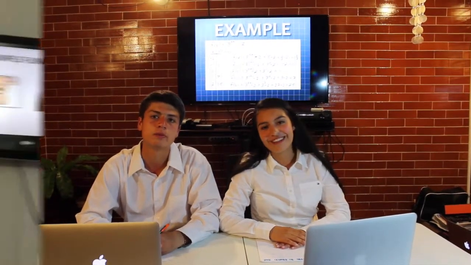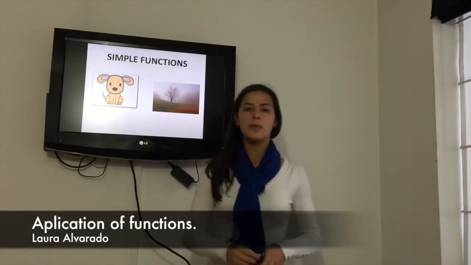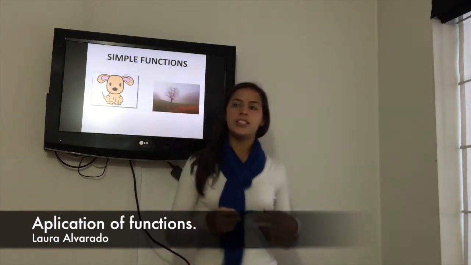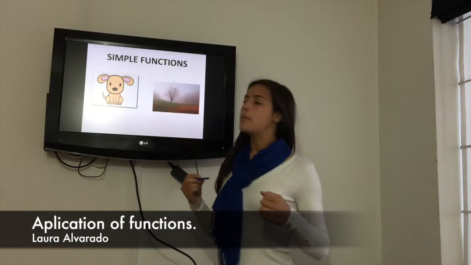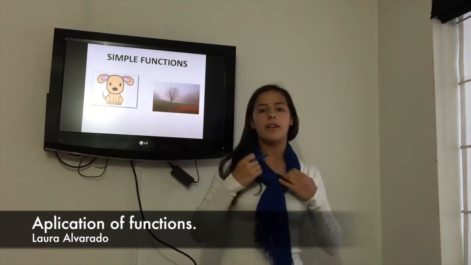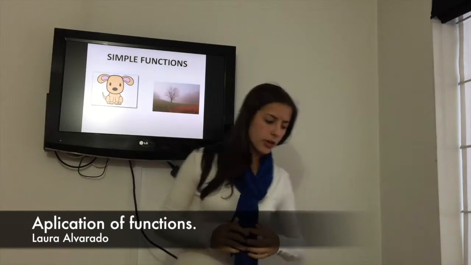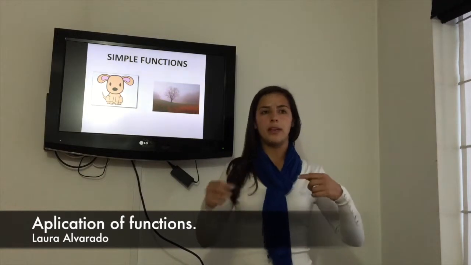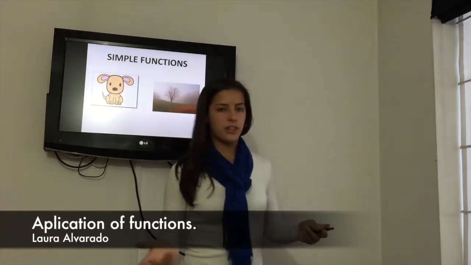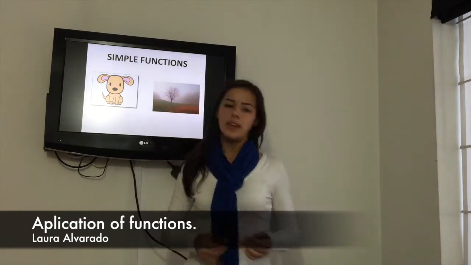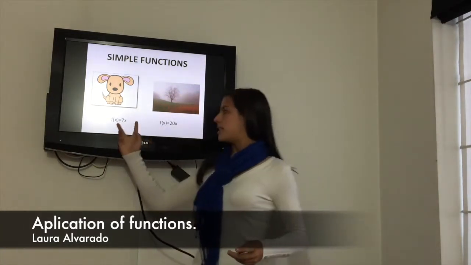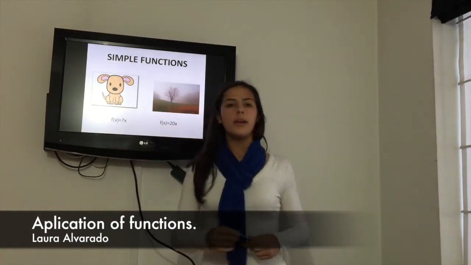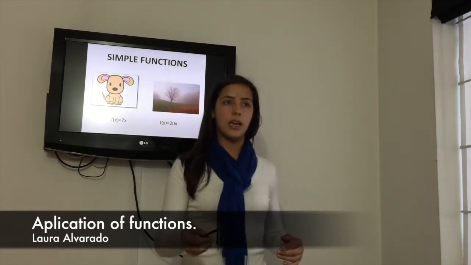Okay. Some simple applications of functions are when you want to know the age of your dog in dog years, or a tree's age. So you know that a dog's age is equal to 7 times a human year. So for example, if I have a dog 3 years old, then a formula like this, which gives you a domain and a range, will give you the result.